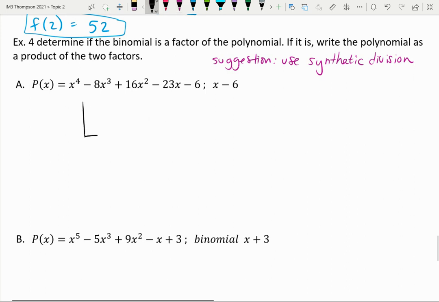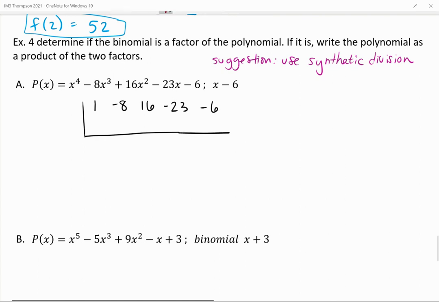I like synthetic because I have to do one thing for this and it's done. So let's see. Coefficient of x to the 4th is 1. Coefficient of x cubed is negative 8. Coefficient is 16. Negative 23. Constant is negative 6. And I don't have any missing term, so that makes it nice.